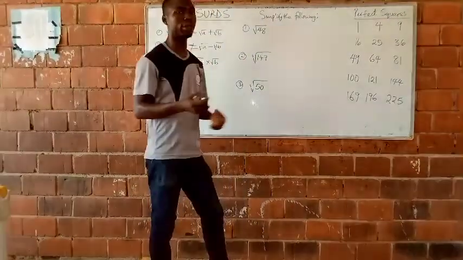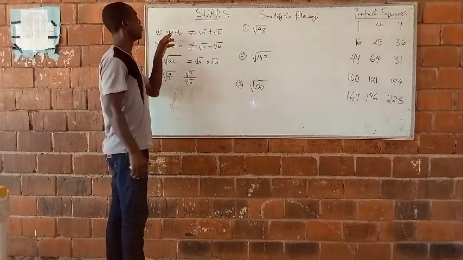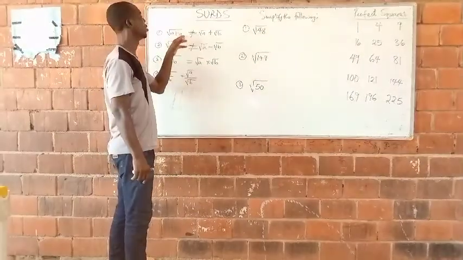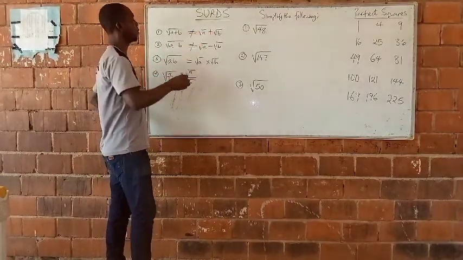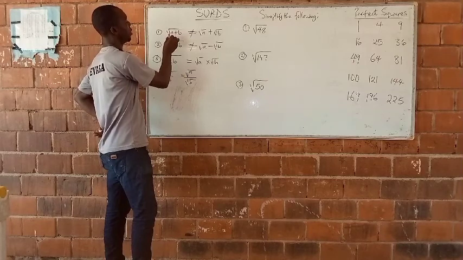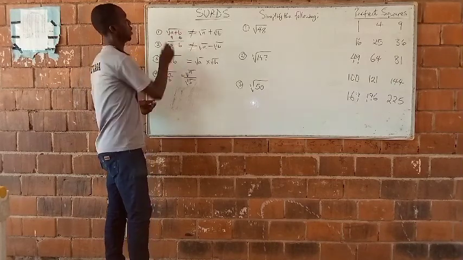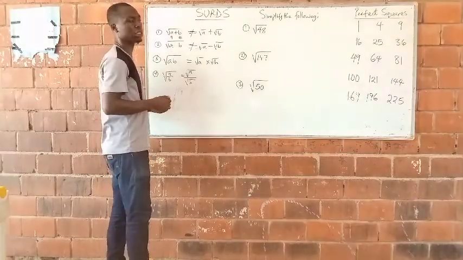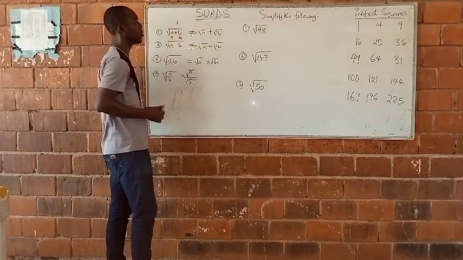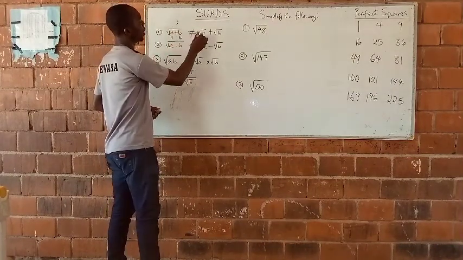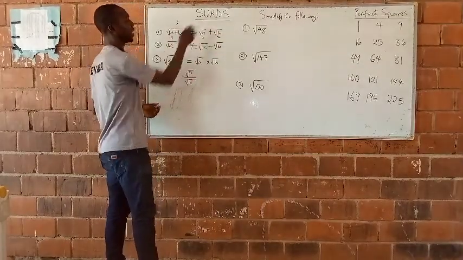So we have some basic rules that guide surds. Root of a plus b is not equal to root a plus root b. That is, if we take our a to be 9 and we take our b to be 4, 9 plus 4 is 13. Square root of 13 will be 3 point something. Now, root of 9 is 3. Root of 4 is 2. 3 plus 2 is 5. So we can see that they are not the same.